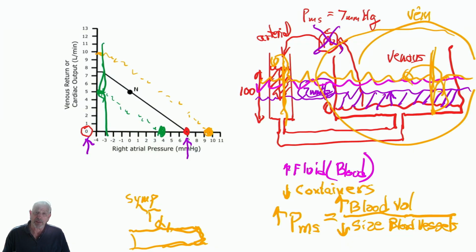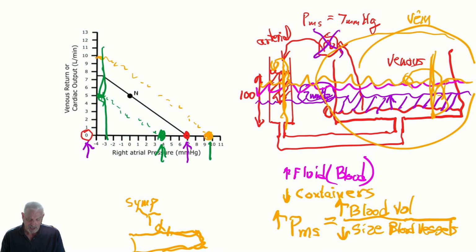So we know if only mean systemic filling pressure changes, we're going to shift the curve parallel and to the right, or parallel and to the left if it decreases. And we are going to think about it as being related to the position of these points here, because it's going to turn out that resistance is going to change the slope of these curves. So let's talk about how resistance affects venous return curves.